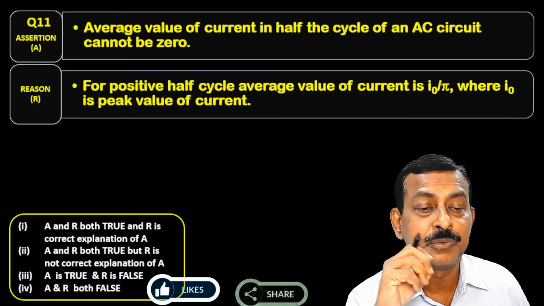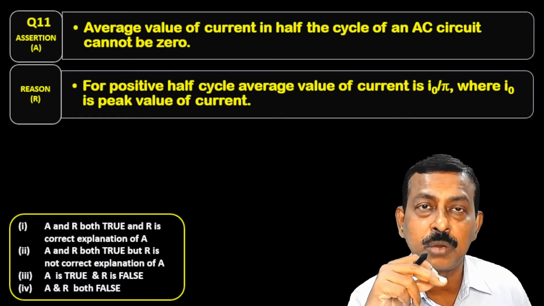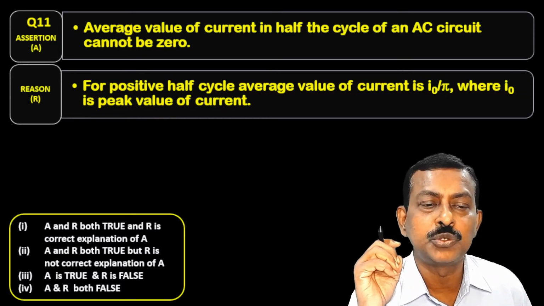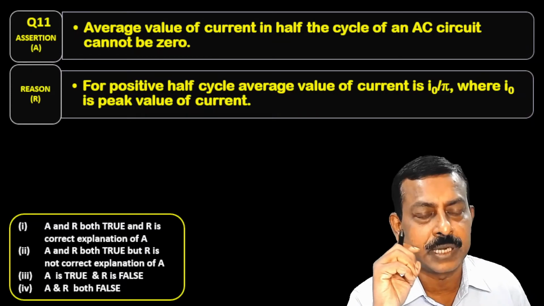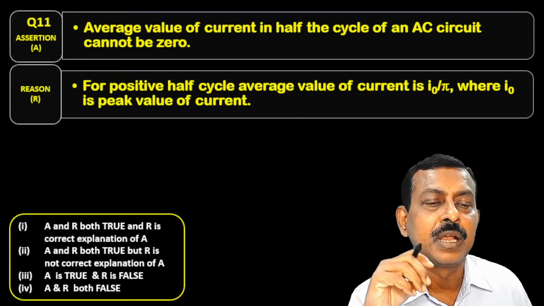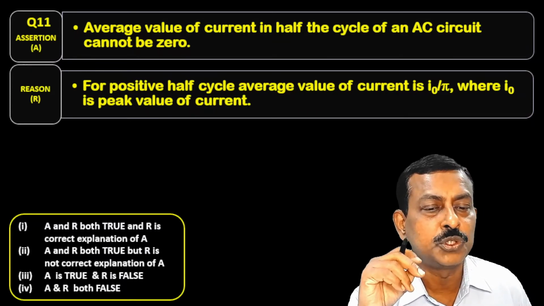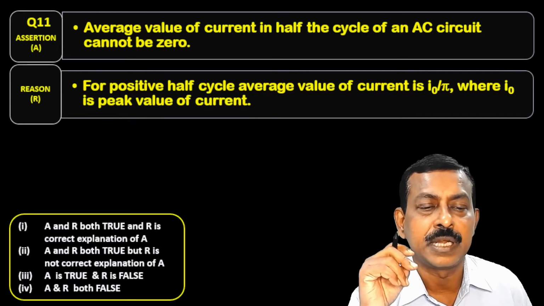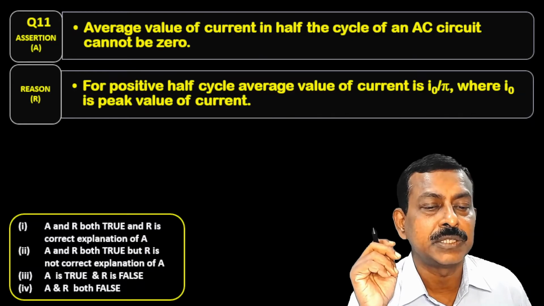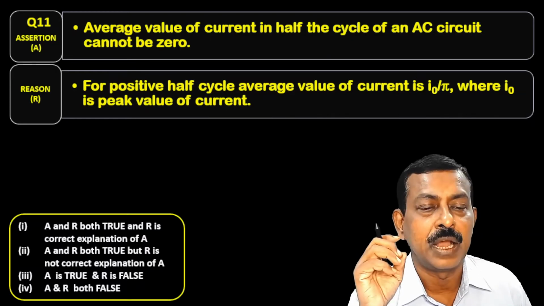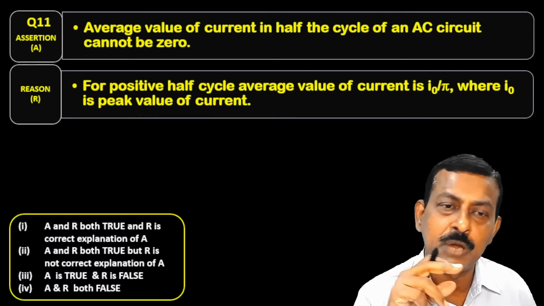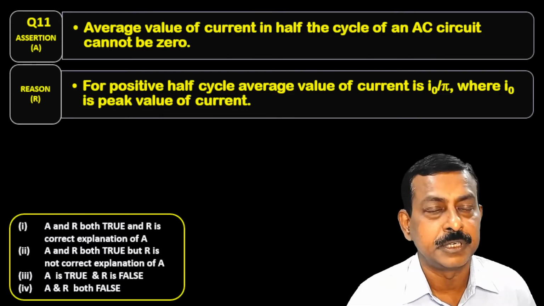Now again, before we start, let's just see what are the different options given here. First option is the assertion and reason both true, and R is correct explanation of assertion. Assertion and reason both true, but reason is not the correct explanation of assertion. That is the second option. Third one is assertion is true, reason is false. And the fourth one, assertion and reason both false. So now let's see the different questions here.